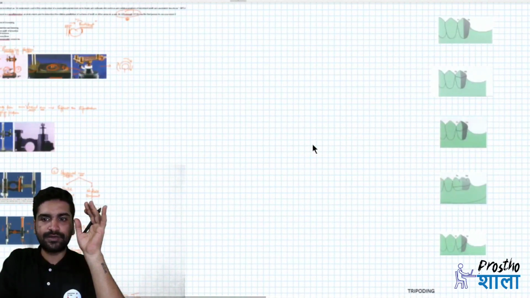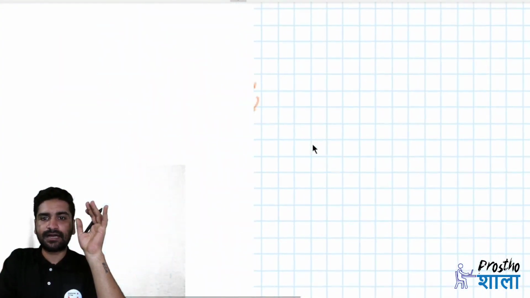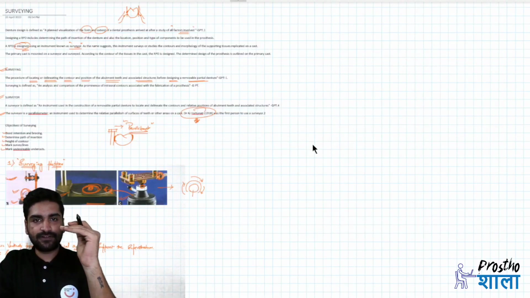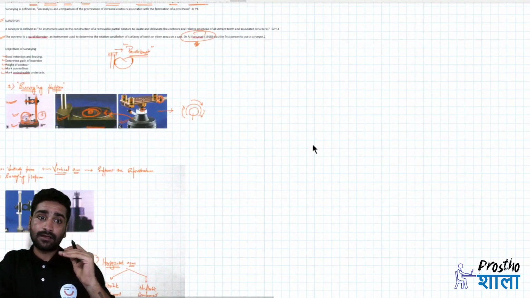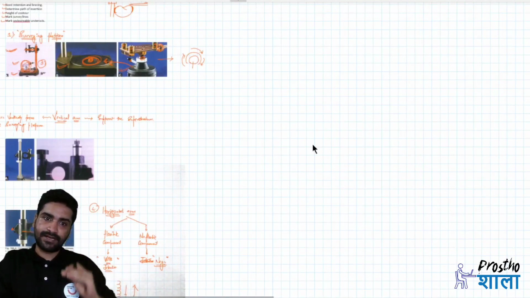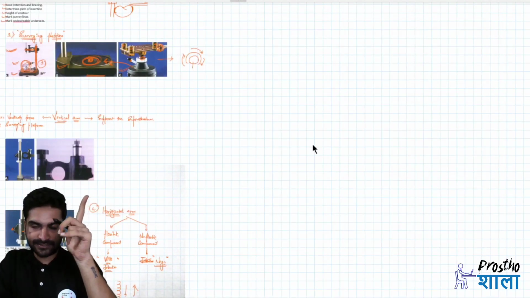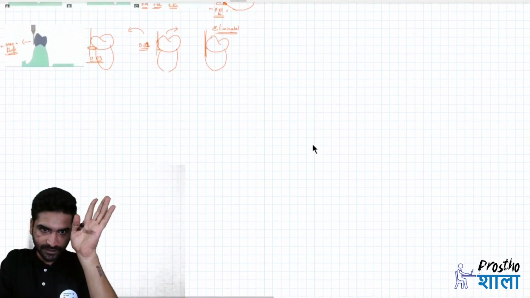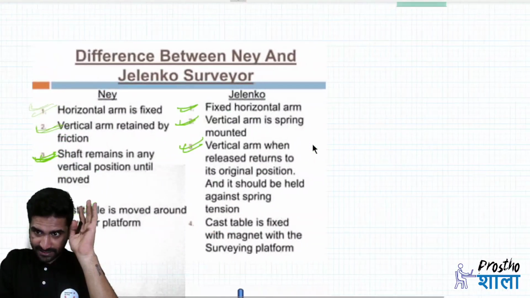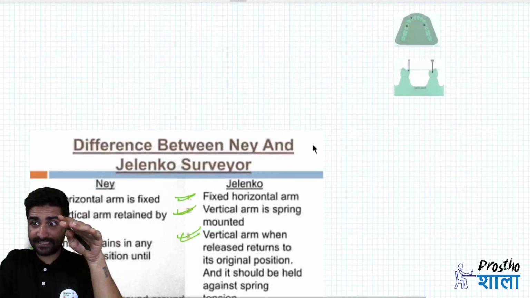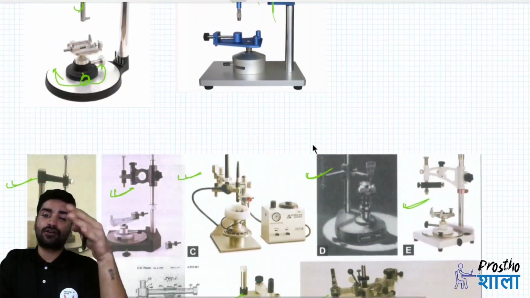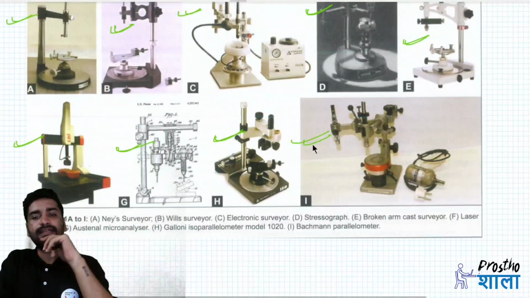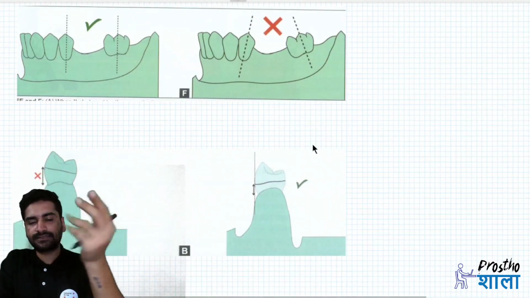So again, to brief out and revise the parts of surveyor or what is surveying, right? So first you will write the introduction, the definition of surveying, the definition of surveyor, the objectives of surveying, then the various parts, surveying platform, cast holder, vertical arm, horizontal arm, surveying arm and surveying tools. Correct? Then you can illustrate the difference between the Ney and Jelenko surveyor, right? Draw the diagrams, it will fetch you an additional mark, right? Then you can name out different types of surveyors, and the next topic is the survey line, which we'll discuss in the next class.